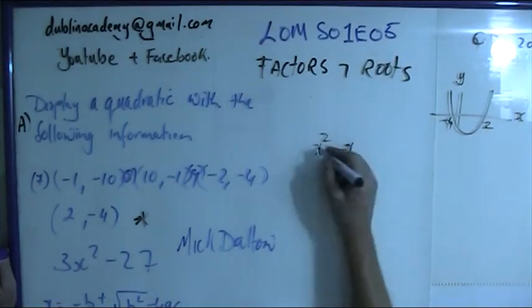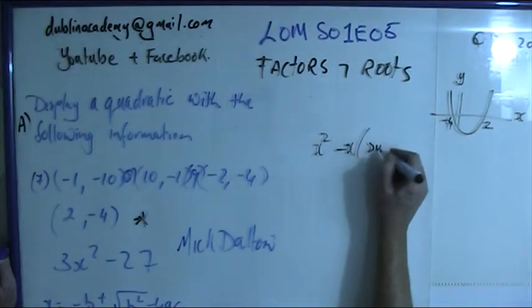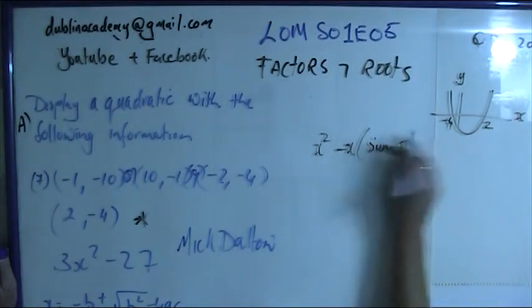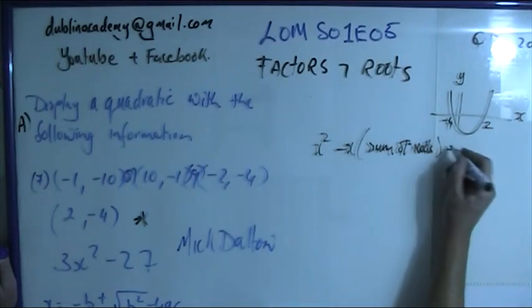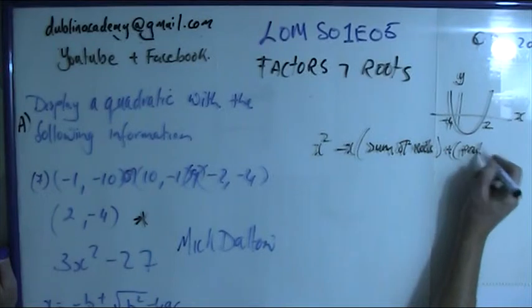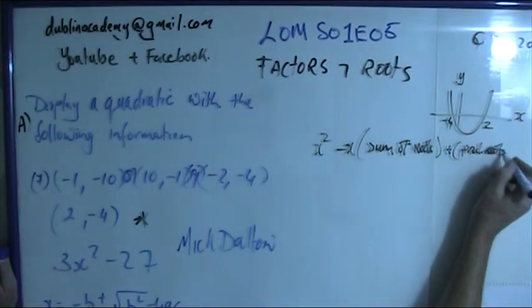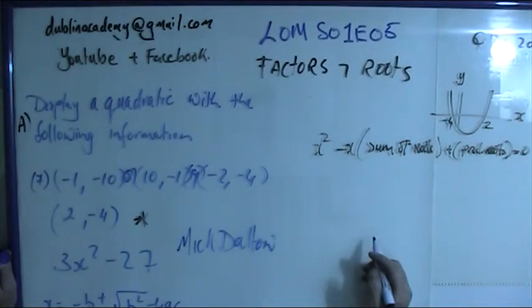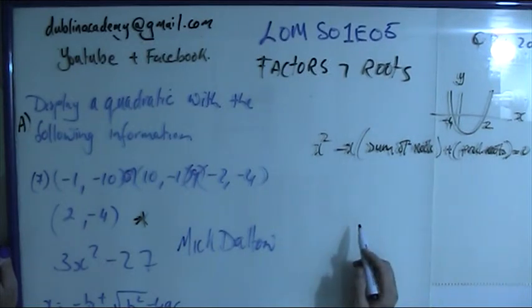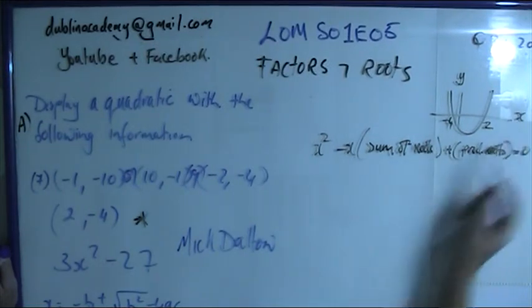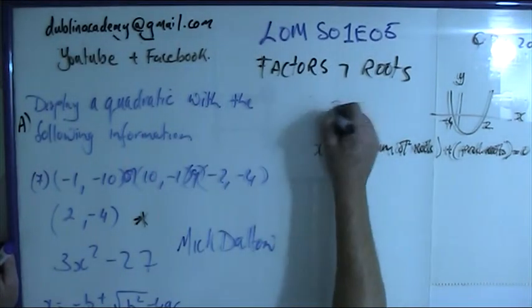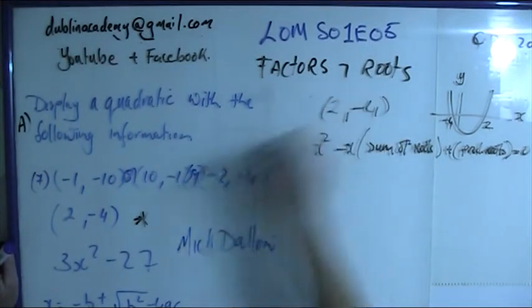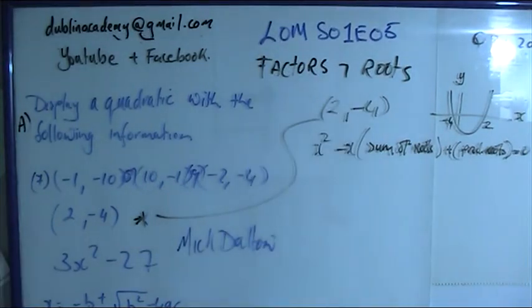x squared minus x times the sum of the roots plus the product of the roots equal to 0, almost equal to 0. Okay, because this is all relative to x. Now, so we know that the roots are 2 and minus 4 from the previous question here. 2 and minus 4. Let's change the marker.